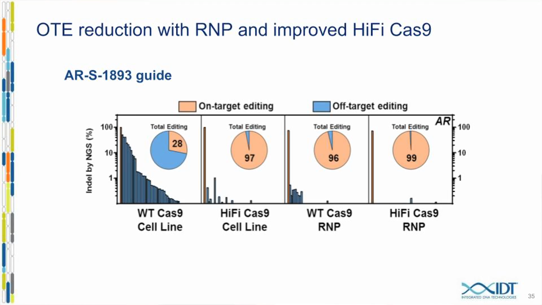Now let's mutate the cell line to become the HiFi. One amino acid change, that's all it is. And you go from this to this. Then if you take the HiFi mutant and use it as RNP, you go to that. And so we've gone from 28% on target to 99% on target. Not perfect. There's still some stuff that sneaks through, but it works.